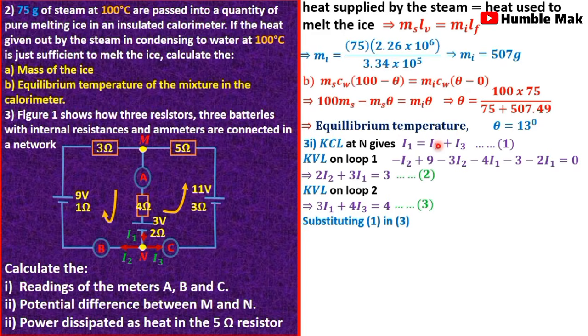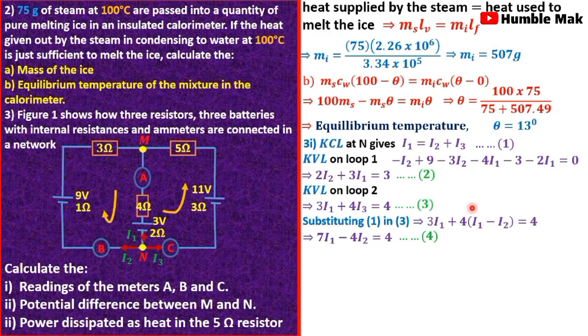So you discover that, friends, if we make I3 the subject in equation 1 and substitute in equation 3, we are going to have 3I1 plus 4I3, which is what, guys? It is I1 minus I2, right? Equal to 4. Simplifying that gives us 7I1 minus 4I2 equal to 4. Let's call that equation 4.